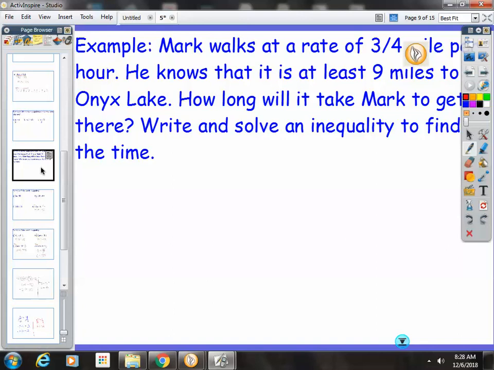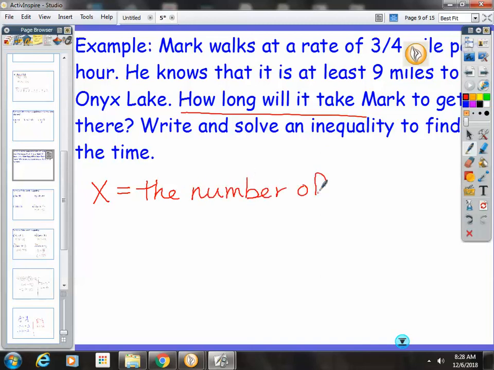Okay. They're asking us how long will it take? We want to know the number of hours it's going to take. So to start this, can you please say x equals the number of hours? This is defining our variable. This is letting everyone know when we use x in our inequality here in a second, that it's representing the number of hours.